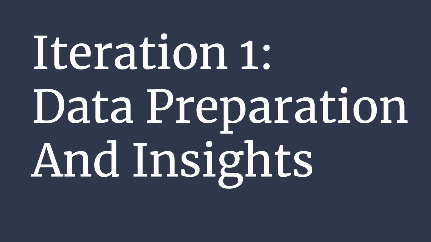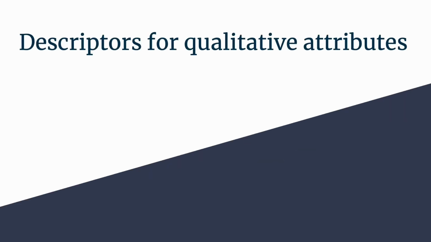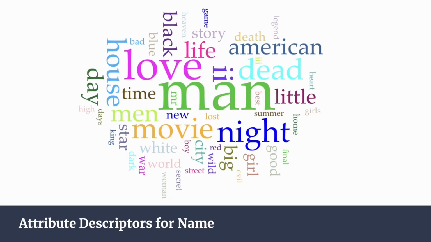Iteration 1, our data preparation and insights. First, we have the descriptors for qualitative attributes. And first, we have the descriptor for name. As you can see in this graph right here, man is the most used word. We have man followed by love and then by night. This is just words used in the title of the movies.